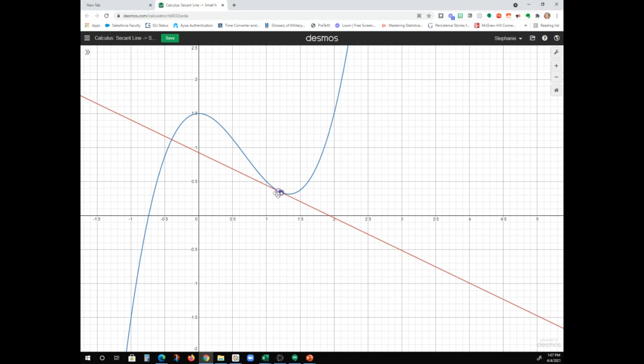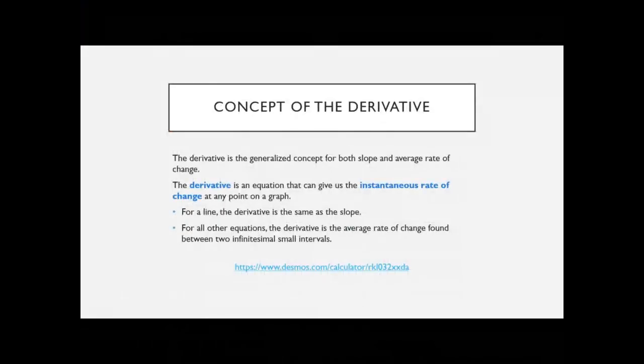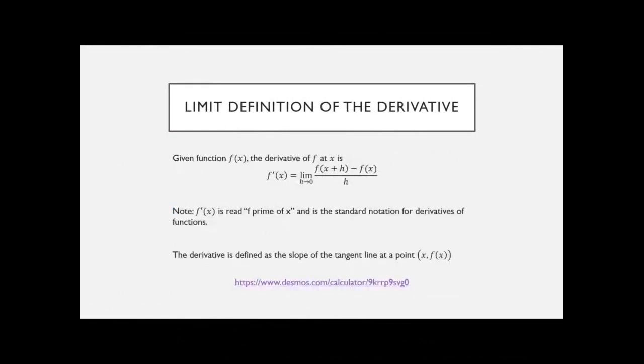So the idea is to get really, really close, as close as possible, and we say that it's infinitesimally small. If you can get as close as possible but not being equal, that's basically what the derivative is doing. So this gives us the definition of the derivative, and this is called the limit definition. This formula is essentially the average rate of change formula.